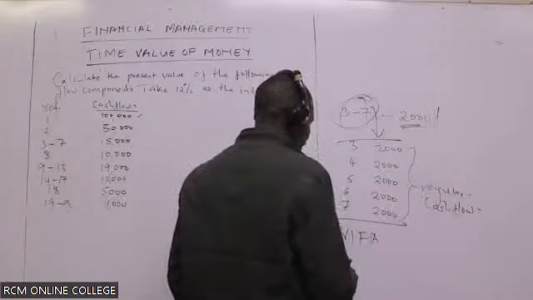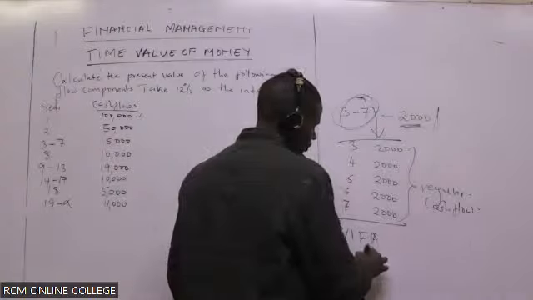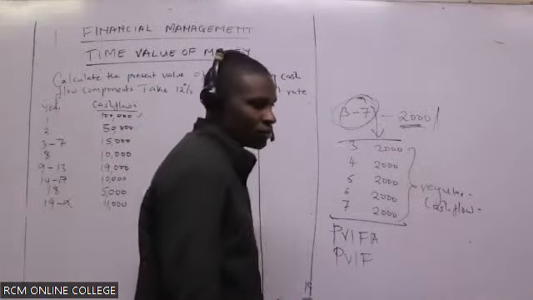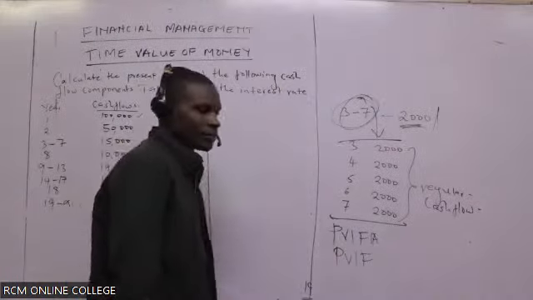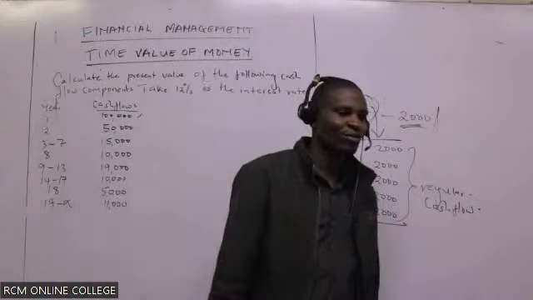When the cash flow is irregular, we use PVF. And that is it. Once you know that, you're done. Now we can proceed and solve the question.